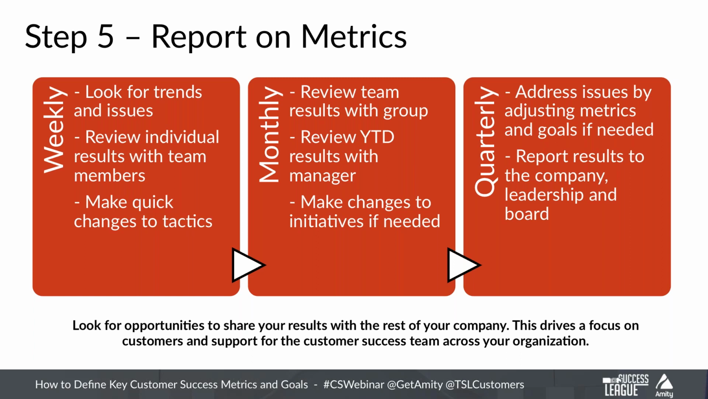And then you can make changes to initiatives on a monthly basis if you need to. So if you have a major initiative and you just got terrible results in a month, you can look for ways to tweak that and make changes. And then on a quarterly basis, you should be addressing major issues by adjusting the metrics and goals if needed.